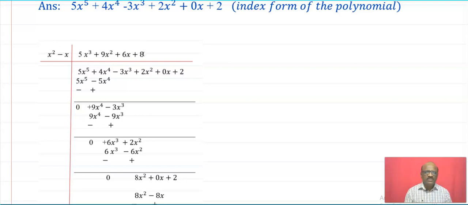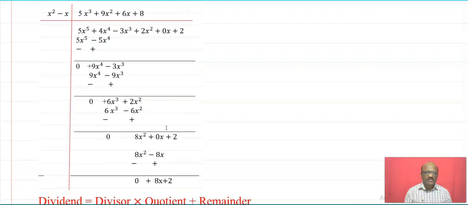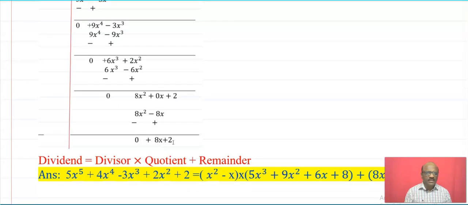The first multiplication is x square into 8, that is 8x square. x square into minus x, that is minus 8x. And again for the subtraction, change the sign: plus to minus and minus to plus. These two get cancelled, and you will get 8x plus 2. And therefore the remainder is 8x plus 2.